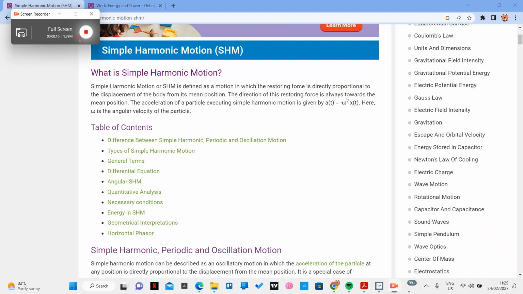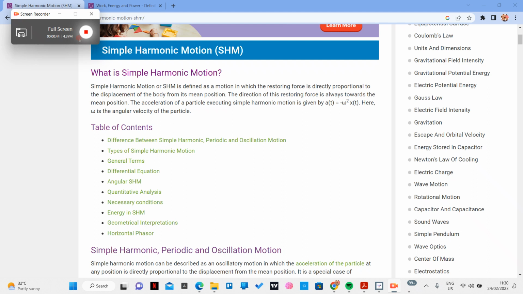Another name they always tend to call simple harmonic motion is oscillatory motion. Oscillatory motion, vibratory motion are kind of like simple harmonic motion. And simple harmonic motion is a motion in which the restoring force is proportional to the displacement of the body from its mean position. Now, this is just a formula. This is the definition of simple harmonic motion from the formula aspect.